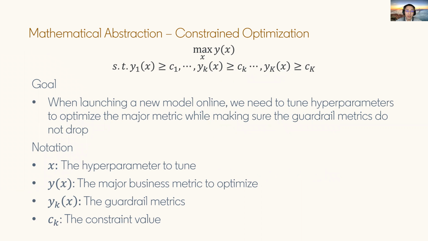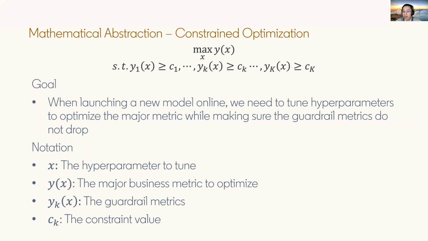Here we use Y to represent a metric, and X represents a hyperparameter to tune. The major metric is Y of X. This is the main objective we want to optimize. Besides the major metric, we may have many guardrail metrics Y_k of X. This generally happens when we launch a new model online.